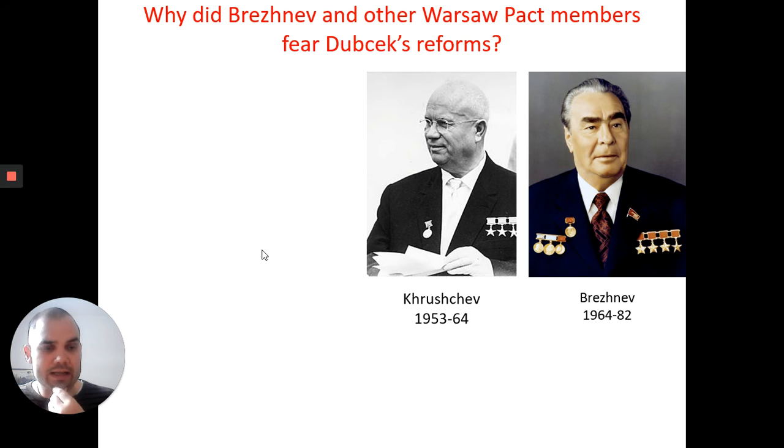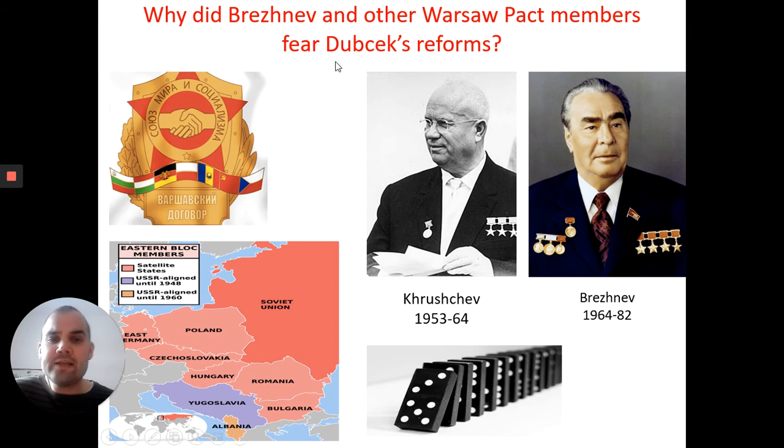He'd come up under Stalin, as well as working with Khrushchev previously. Brezhnev was seen as a much more hardline communist leader than Khrushchev was, who had flaws but was seen as a reforming leader, at least in comparison to Brezhnev. Okay, now why did Brezhnev and these other Warsaw Pact governments fear what Dubček was doing in Czechoslovakia?